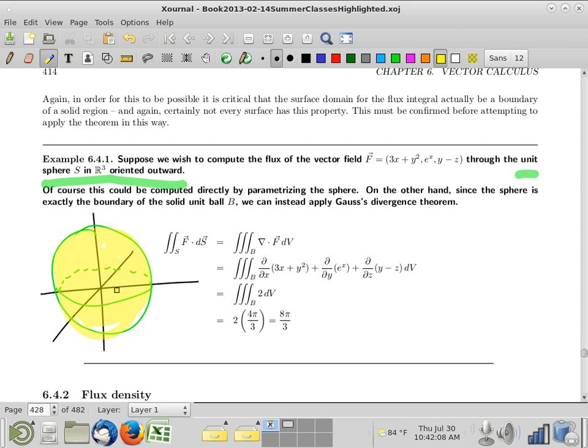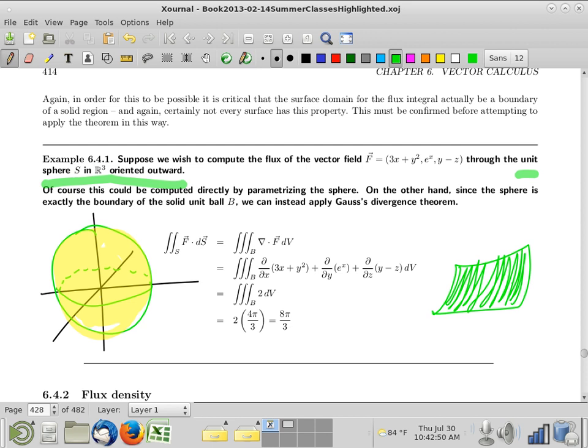Now, this will not always work out. Some surfaces simply are not boundaries. Here, for example, there is a surface that's not a boundary of anything. This surface, this piece of paper, is not the boundary of anything. So if you're interested in computing a flux through this non-boundary surface, Gauss's divergence theorem is not going to help you, as I'm stating it here. There's a twist that comes later on. But in this case, lucky break, this surface is a boundary of that solid.